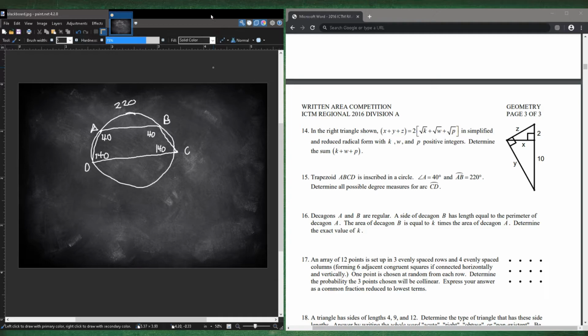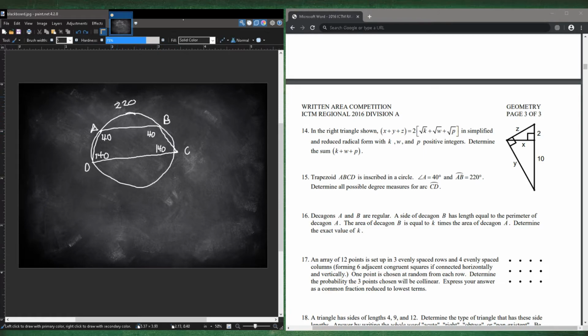Okay, so find the angle of CD. They want to find this length right here. So all we need to do is find this angle. Half of this angle is equal to CD, and we know that this angle is also going to be part here. So let's find out what that is.